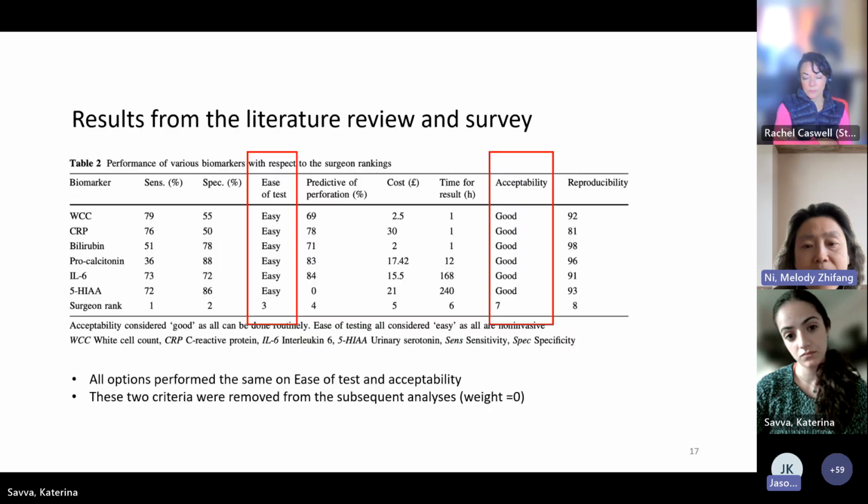Next slide, please. And so now the reason that I blocked these 2 becomes clear, because although ease of test and acceptability are important, and the surgeon does rank the ease of test, for instance, as the number 3 most important criterion, all the options they actually score, they rank the same as ease of test, which means that they have no swing because the difference is 0. So these 2 actually are removed from the analysis.